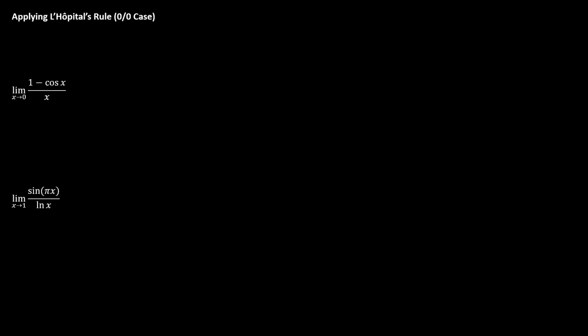Let's practice using L'Hopital's rule on some of the 0 over 0 indeterminate form limits. So first, let's start with the limit where x is approaching 0 for the function 1 minus cosine x over x. We'll check to make sure that it does follow that indeterminate form, 0 over 0, which it does. Now we can apply L'Hopital's rule.